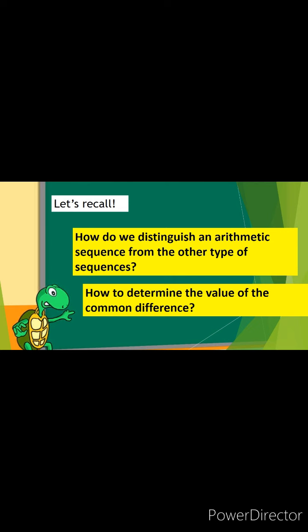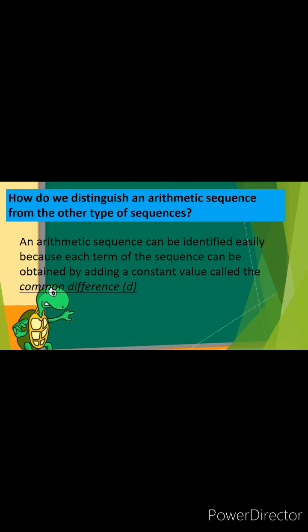Before we start, let us try to recall how to distinguish an arithmetic sequence from the other types of sequences, and how to determine the value of the common difference. In distinguishing arithmetic sequence from other types of sequences, remember that an arithmetic sequence can be identified easily because each term of the sequence can be obtained by adding a constant value called the common difference.